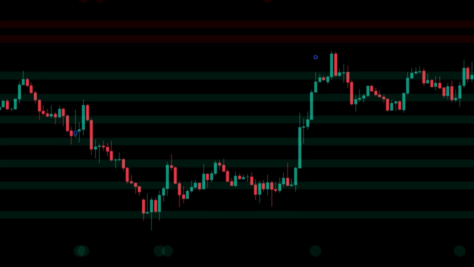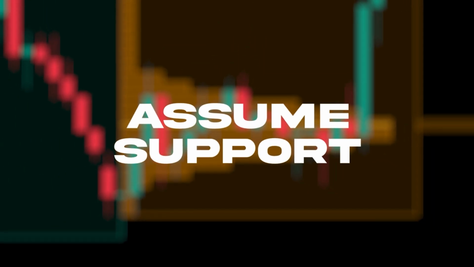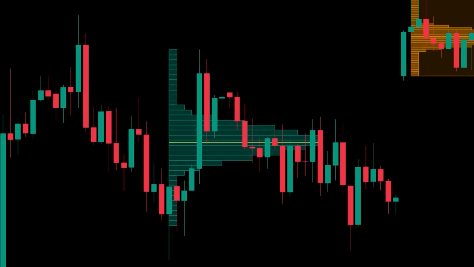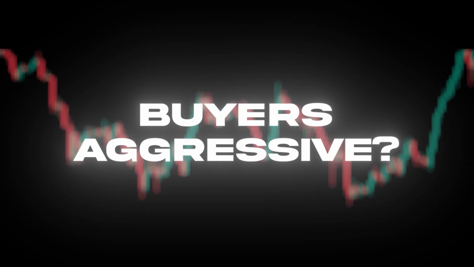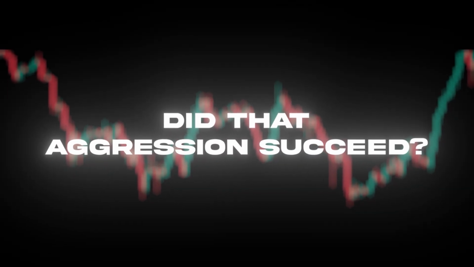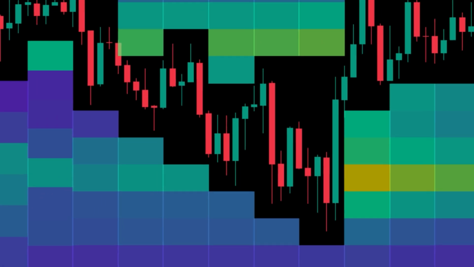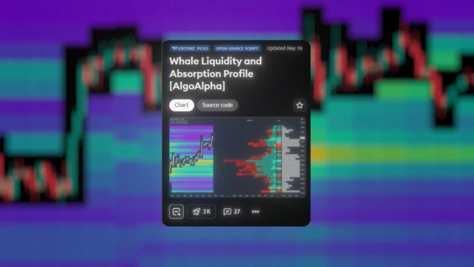Most traders look at volume completely wrong. They see a high volume node and assume support. They see a low volume area and assume weakness. But volume alone doesn't tell you who was actually winning the battle. Were buyers aggressive? Were sellers aggressive? Did that aggression succeed? Or was it completely absorbed by the opposite side? That's exactly what this indicator is designed to reveal.